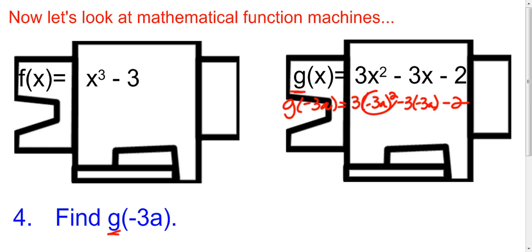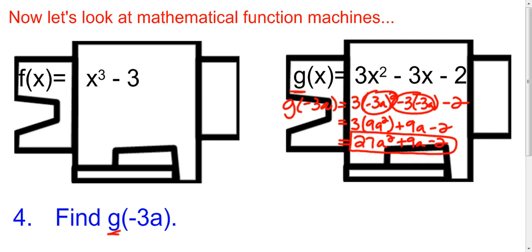So here I need to take care of the squared part first. So negative 3a squared, negative 3 squared is 9, and a squared is a squared, so that becomes 9a squared. Here, negative 3 times negative 3a is positive 9a, and then minus 2. And then I'll multiply the 3 times my 9a squared to get 27a squared plus 9a minus 2. So here's your answer. Okay, again, if you wanted to write this as a coordinate, I would have my input of negative 3a and my output of 27a squared plus 9a minus 2.